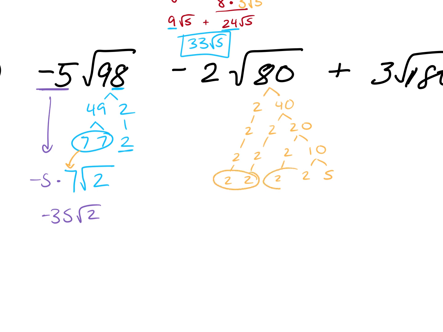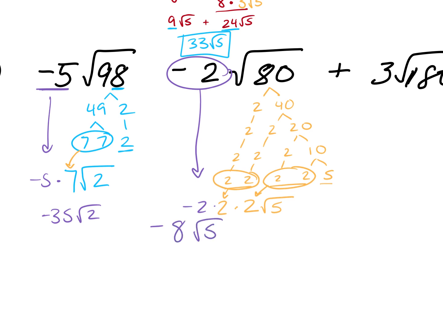2 pairs of 2's. So how many 2's come to the outside? 2 of them, because I have 2 circles. So each circle means that's a whole number that comes to the outside. So because I had 1 circle there, another circle there, 2 2's come out. What stays on the inside? 5. And then what else am I missing? Awesome, I still had that -2 outside, so that gets dropped down and gets multiplied. What is -2 times 2 times 2? Awesome, -8 square root 5.